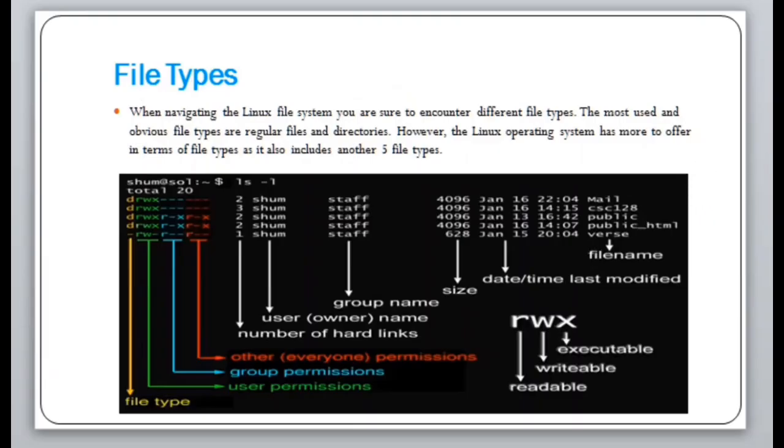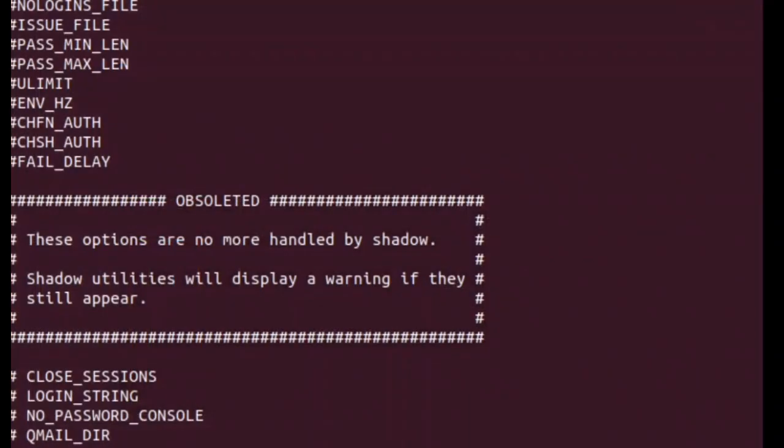So let's talk about file types. When navigating the Linux file system, you are sure to encounter different file types. The most used and obvious file types are regular files and directories. However, the Linux operating system has more to offer in terms of file types, as it also includes another 5 file types. Okay, so in here we're kind of looking at the output of ls -l, or long listing, which I explained in a previous video. I'm going to explain again here to touch on the topic.